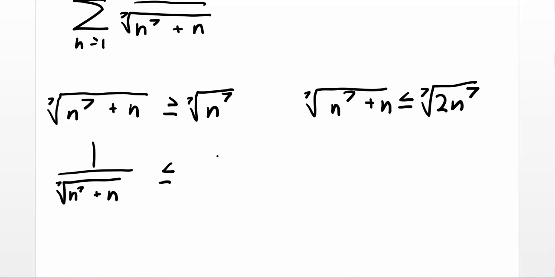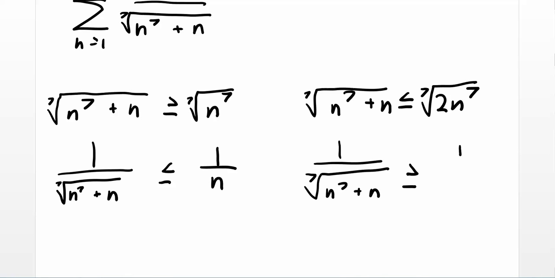Less than or equal to seventh root of n to the 7th, which is just n. And then same thing over here, greater than or equal to 1 over the 7th root of 2. Let me rewrite that. 7th root of 2 times the 7th root of n to the 7th is just n.